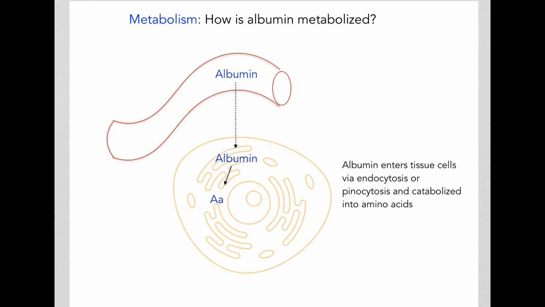Now, how is albumin metabolized? In the capillaries of tissues, the albumin will travel between the spaces and will enter the tissue, and then will be taken up by the tissue cells, either by endocytosis or pinocytosis. The albumin then enters the tissue cells, and there it is catabolized into amino acids.